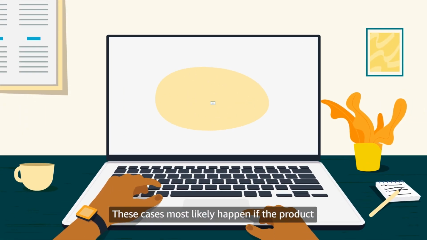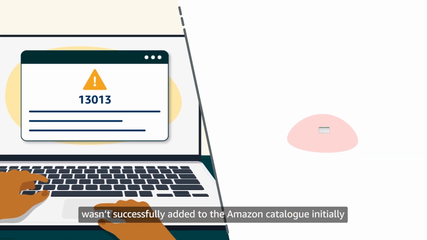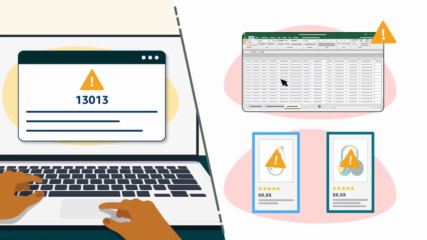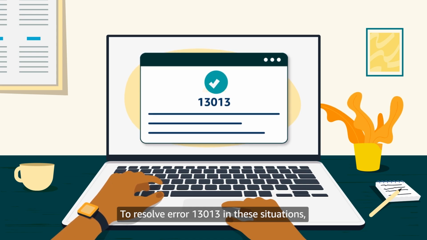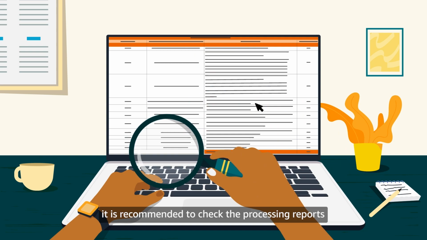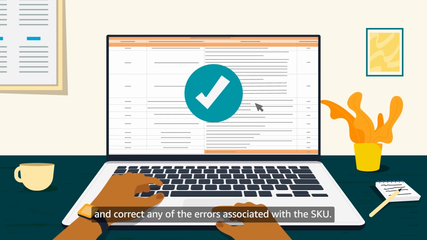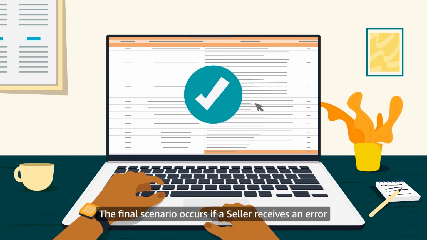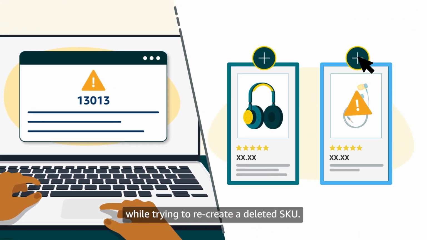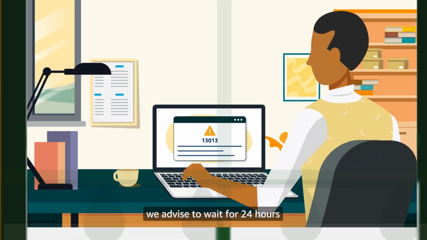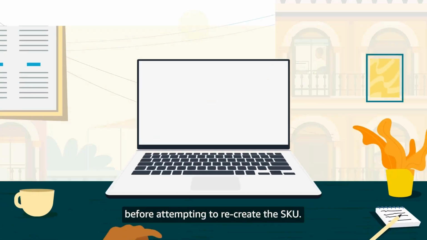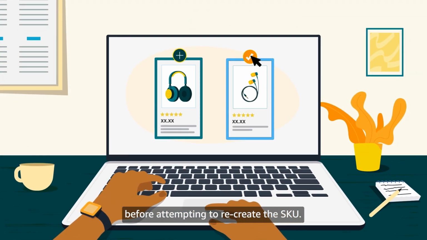These cases most likely happen if the product wasn't successfully added to the Amazon catalogue initially through a product data feed. To resolve error 13013 in these situations, it is recommended to check the processing reports and correct any of the errors associated with the SKU. The final scenario occurs if a seller receives an error while trying to recreate a deleted SKU. If this is the case, we advise to wait for 24 hours from the time the SKU was deleted before attempting to recreate the SKU.